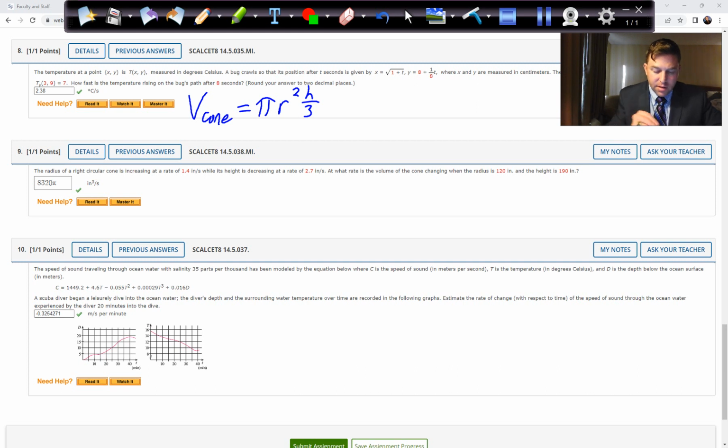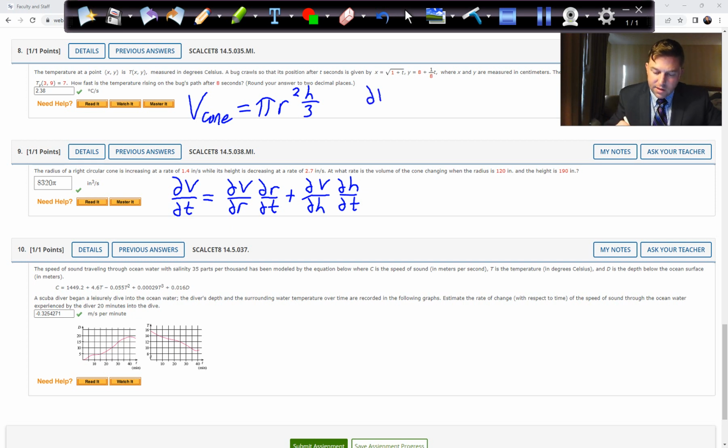So we want the change in this volume with respect to time. It's going to be very similar to the last problem. We're going to do the change in the volume with respect to the radius times the change in the radius with respect to time, plus the change in the volume with respect to its height times the change in the height with respect to time.